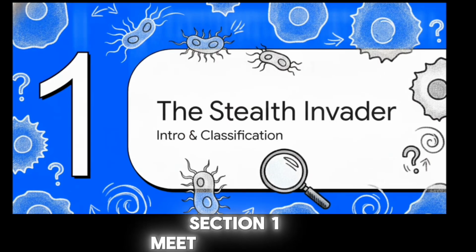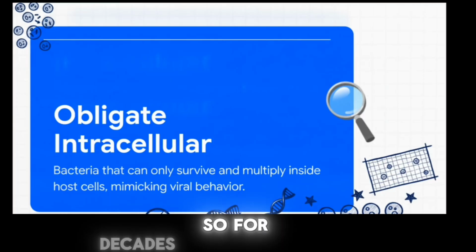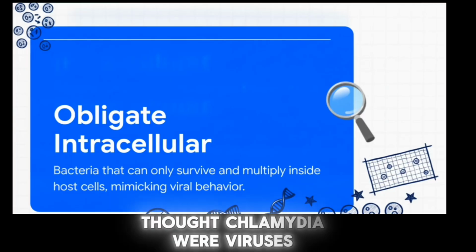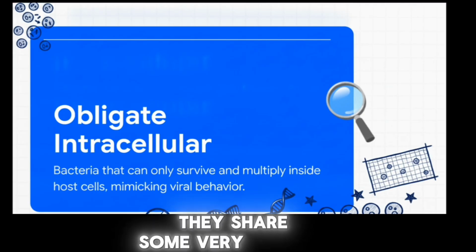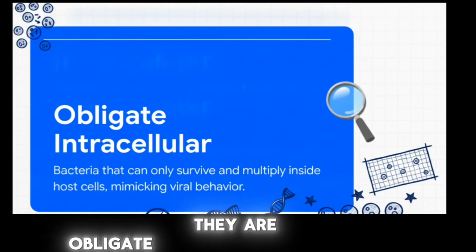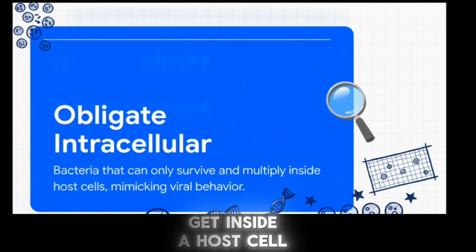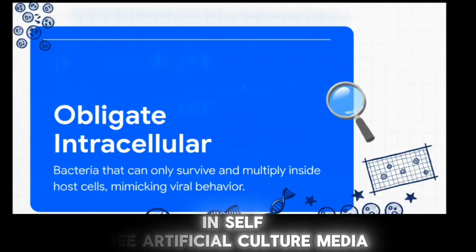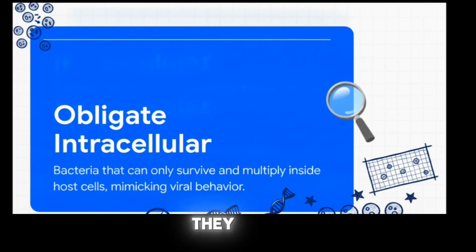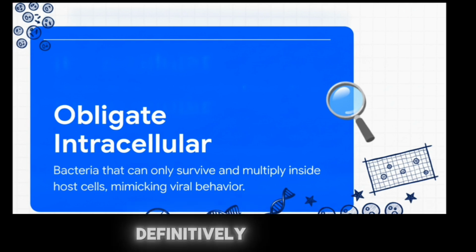Section 1. Meet the stealth invader, introduction and classification. So for decades, scientists actually thought chlamydia were viruses. And honestly, you can see why. They share some very distinct viral traits. They are obligate intracellular organisms, which means they absolutely must get inside a host cell to survive and replicate. You literally can't grow them in cell-free artificial culture media, and they are so incredibly tiny they can slip right through standard bacterial filters. But make no mistake, they are definitively bacteria.